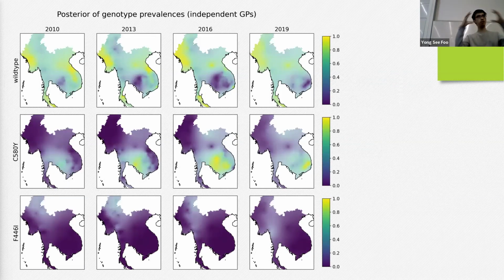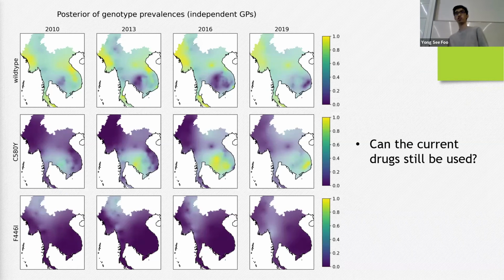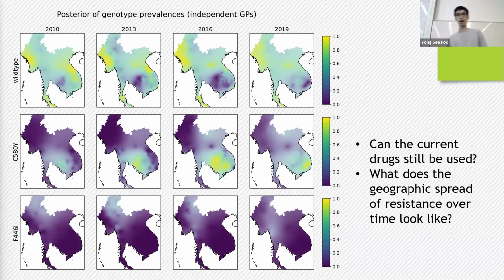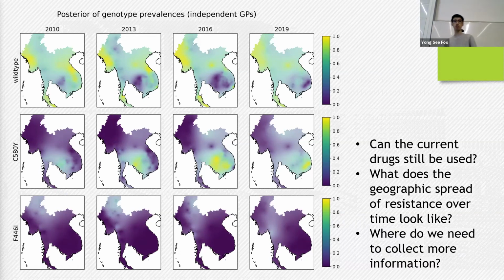Then I can show you part of the graphs. There's actually more graphs down, but here's just some of them. And it helps us answer those questions we started with. Can the current drugs still be used? Maybe that's something to be answered by looking at the estimates here. Maybe you pick a threshold and say that the drugs should still be used here, but not there, depending on how prevalent the mutation is. You can talk about how it spreads. For example, this one seems to be spreading southwards when you compare there. And you can talk about how fast it's spreading by looking at these maps changing over time. We can also talk about where you need to collect more information just by looking at which bits are the most transparent. That's where you have the most uncertainty.